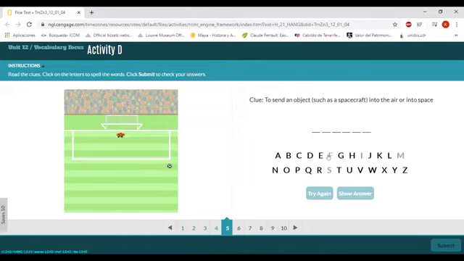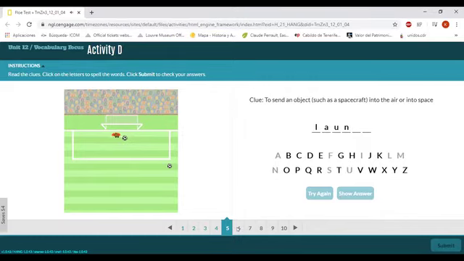So it starts with the letter L. Okay. The next one, it's A. And the next one, it's U. You know. Launch. Yes, launch. So the answer is launch.